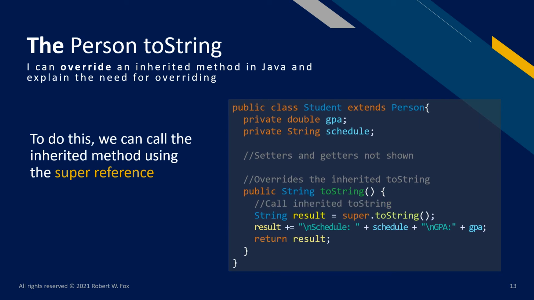A really handy way to do this is to use the super reference, which we first saw in the previous lesson when we were talking about constructors. Super is used anytime you want to talk about the superclass. And so if you look, the first move I make is I make a call to the superclass toString. So I start with String result equals super.toString. So result is going to actually hold a string containing the name and the date of birth because that's what the superclass toString produces. And then my code adds on to that the schedule and GPA and returns the result.